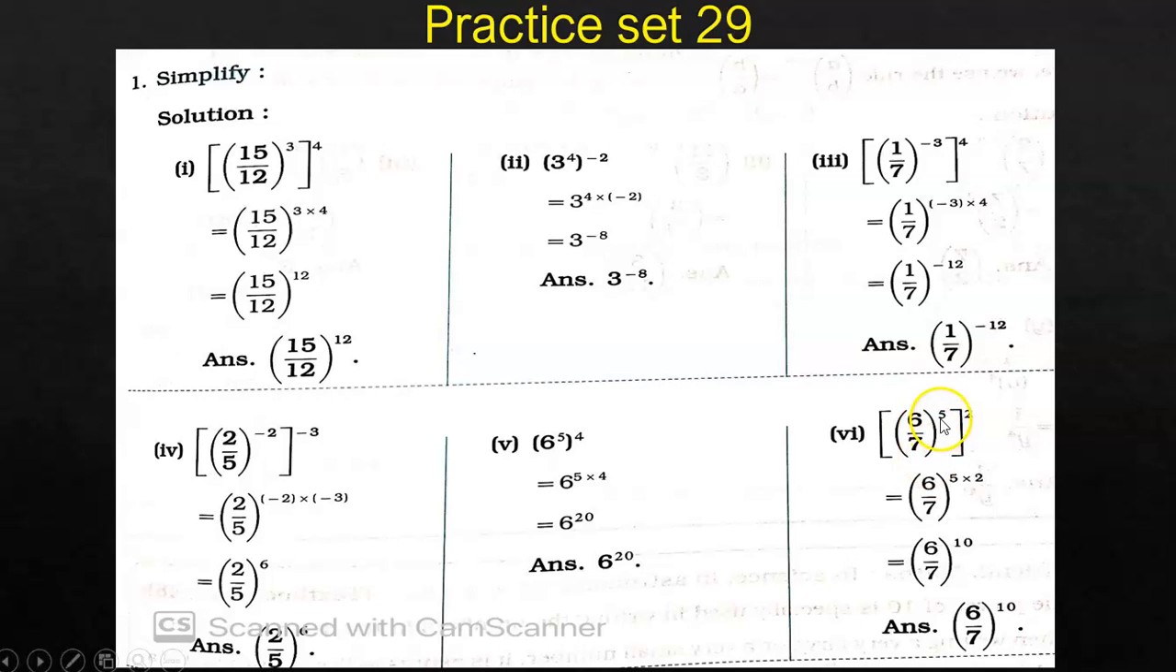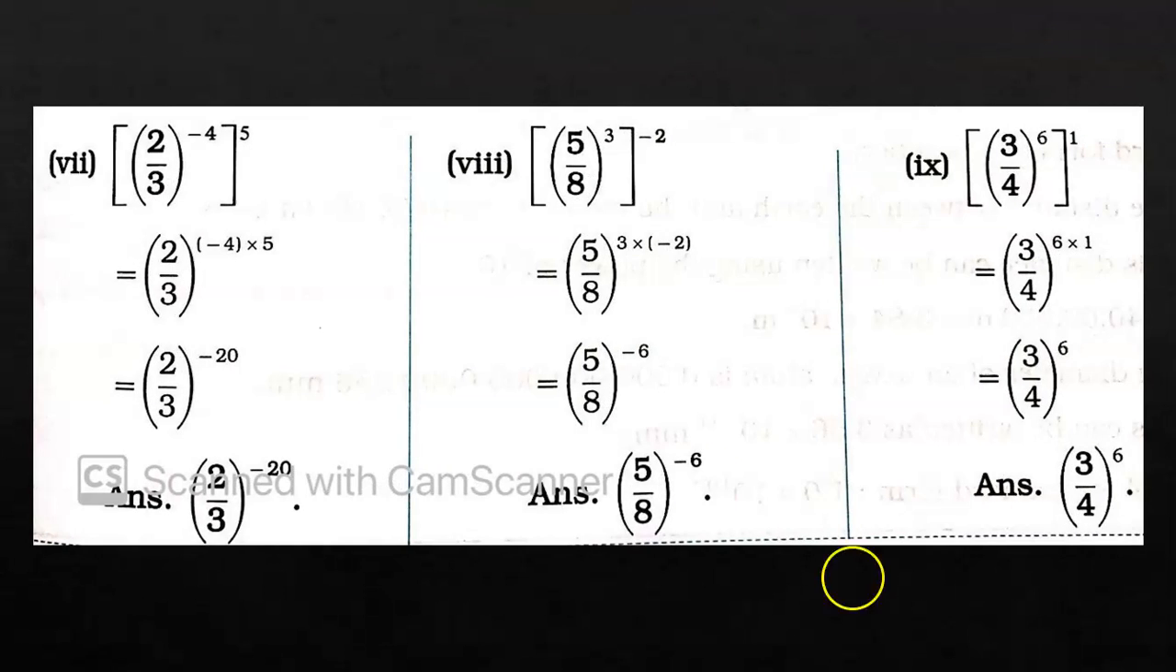Next, 6 upon 7 raised to 5 the whole raised to 2, which means 6 upon 7 raised to 5 into 2. Please write the law. The answer is 6 upon 7 raised to 10. Next, 2 upon 3 raised to minus 5 the whole raised to 5. 2 upon 3 raised to minus 4 into 5, which is 2 upon 3 raised to minus 20. Next, 5 upon 8 raised to 3 the whole raised to minus 2. 5 upon 8 raised to 3 into minus 2. So my answer is 5 upon 8 the whole raised to minus 6.